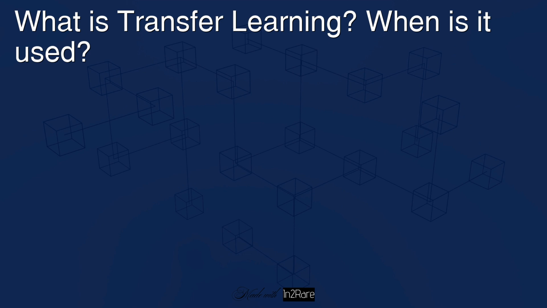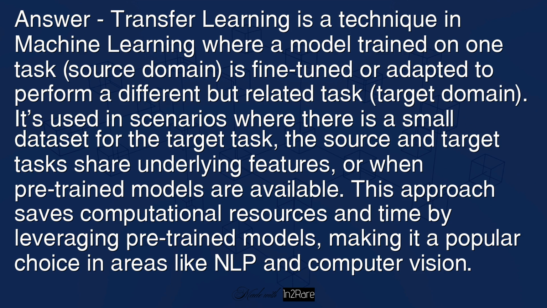What is transfer learning? When is it used? Answer: transfer learning is a technique in machine learning where a model trained on one task (source domain) is fine-tuned or adapted to perform a different but related task (target domain). It's used in scenarios where there is a small dataset for the target task, the source and target tasks share underlying features, or when pre-trained models are available. This approach saves computational resources and time by leveraging pre-trained models, making it a popular choice in areas like NLP and computer vision.